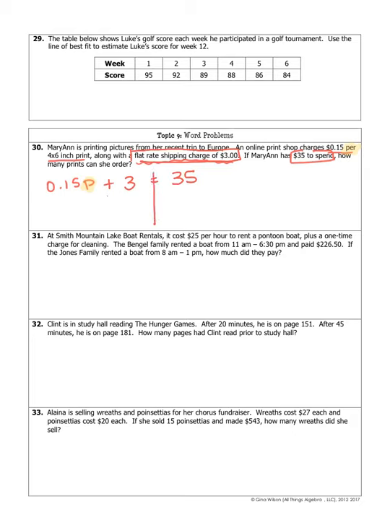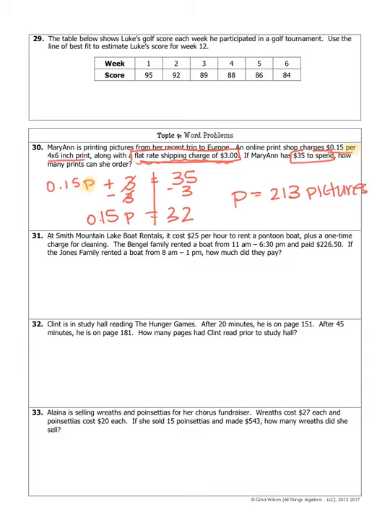We're going to solve this for P. So I'm going to first subtract 3. I get 15 cents per print equals $32. My last step would be to do 32 divided by 0.15. So P is about 213, she could print 213 pictures.